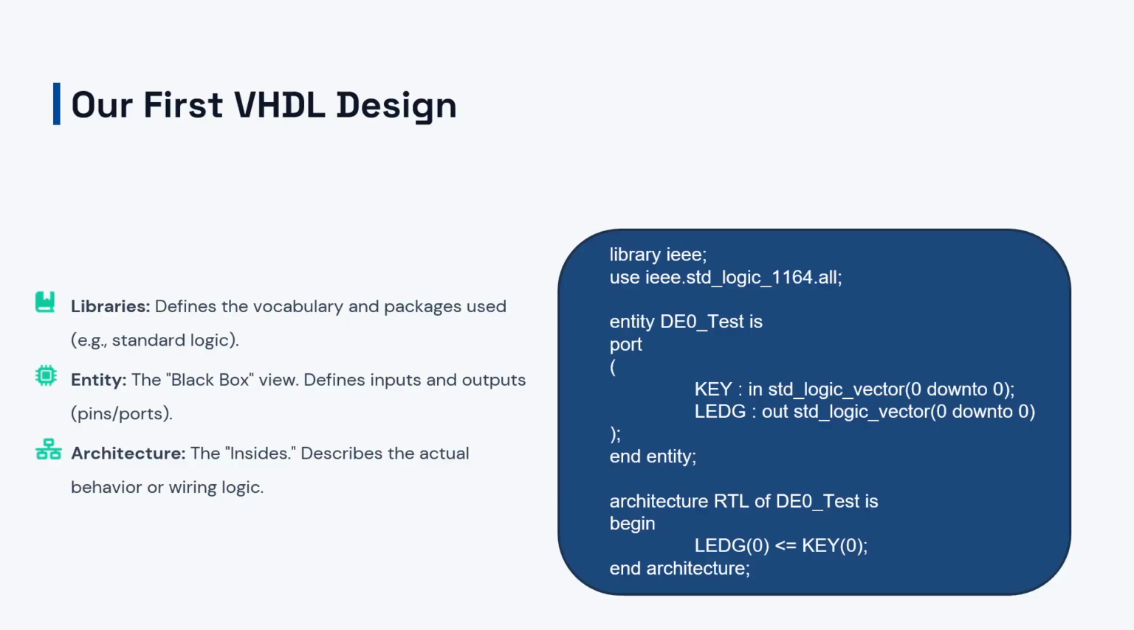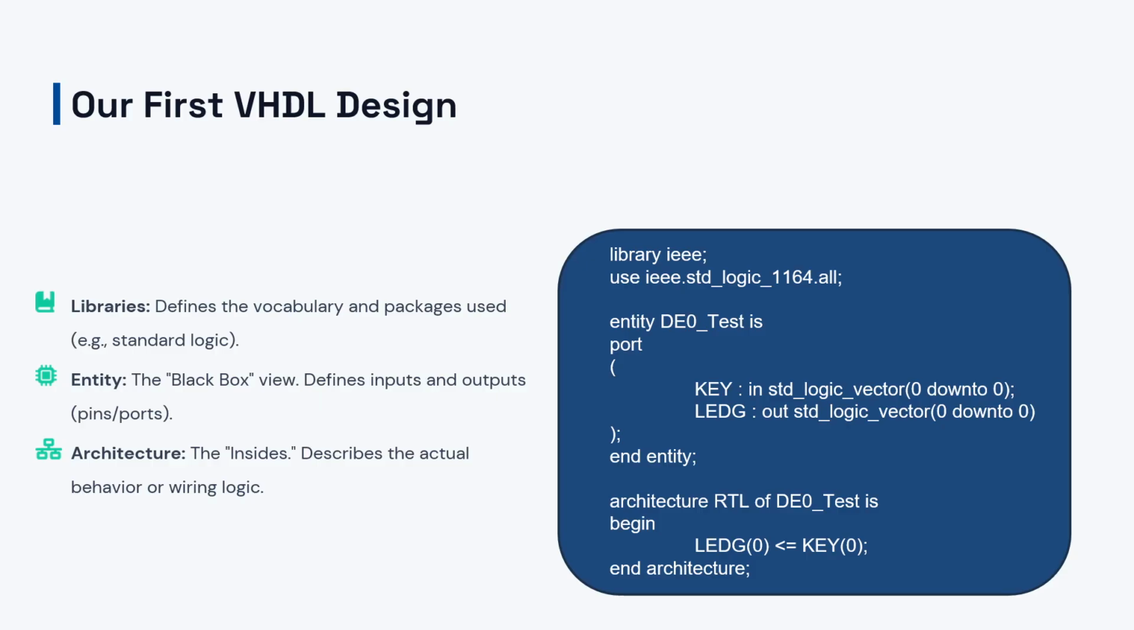When we look at almost any VHDL file, it will always be broken down into these three essential parts. Number 1, the library at the top. Think of this as telling the compiler what vocabulary we are using. Here, we invoke the IEEE library and the standard logic 1164 package, so the system understands standard digital signals like zeros and ones. The second is the entity declaration, which defines the inputs and outputs.